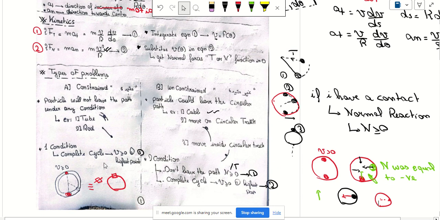And we have introduced two types of problems. The difference is very little, and it's only for the condition if you are asked what is the minimum velocity the particle shall have in order to complete one cycle. For the constrained one, we have only one condition to check, and for the unconstrained one, we have two conditions to check.